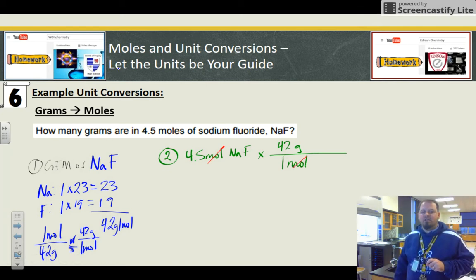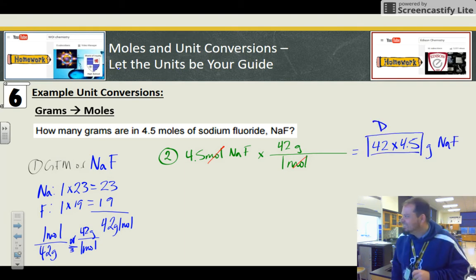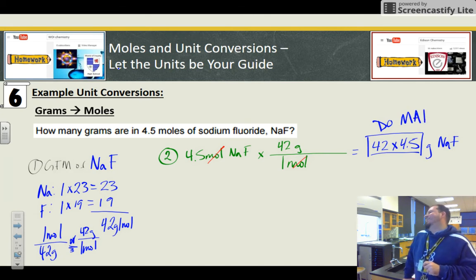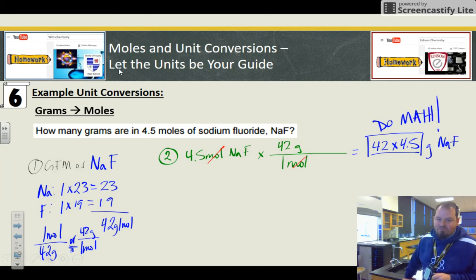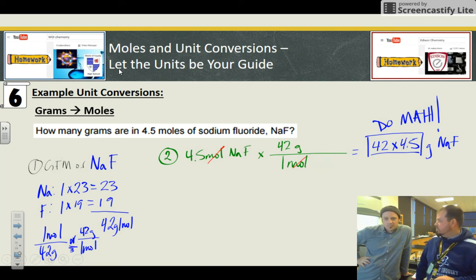Oh, that's tough in my head. I can kind of come up with it. 160, 170, plus a half of 42. The answer is, do the math. Right. But notice how we are now not just counting atoms and calculating gram formula mass, we're using the gram formula mass.